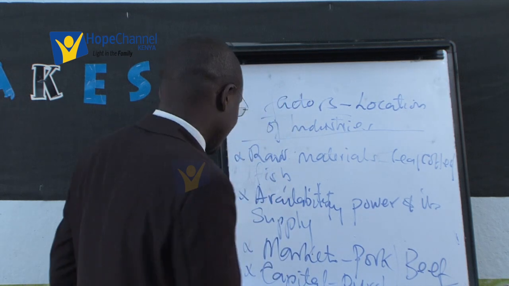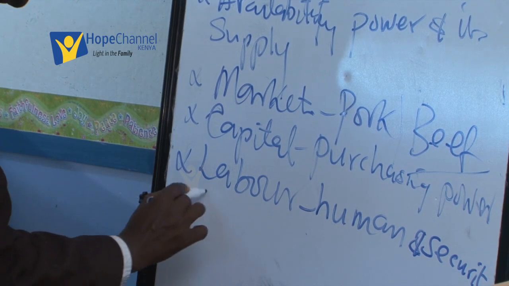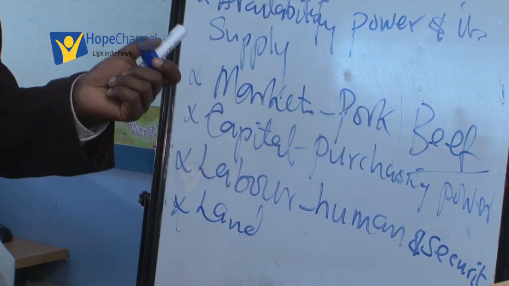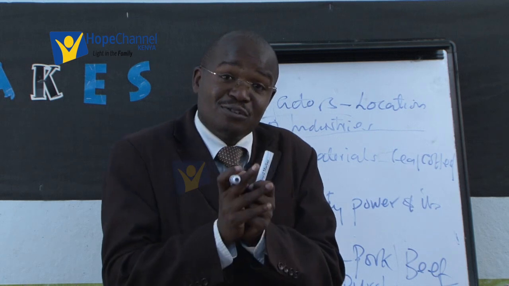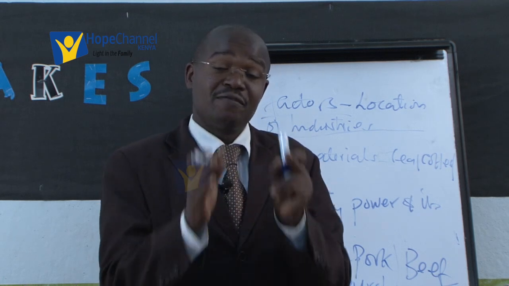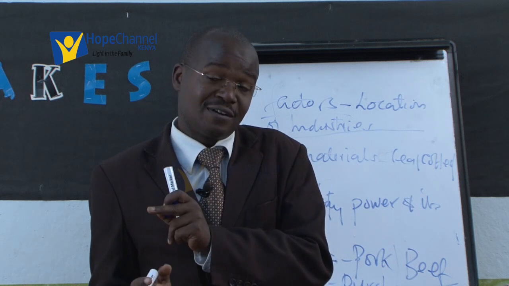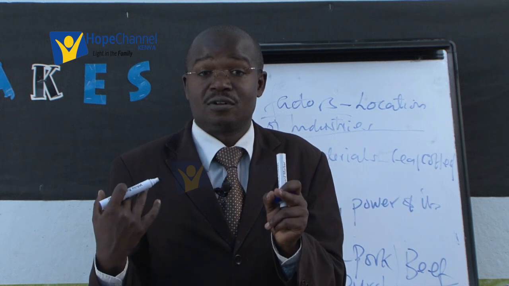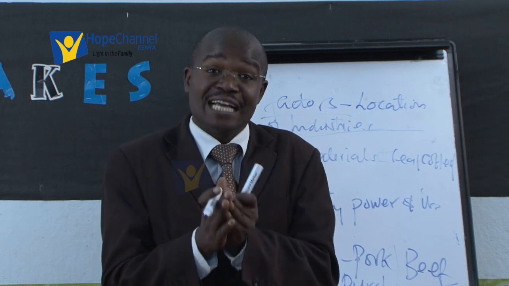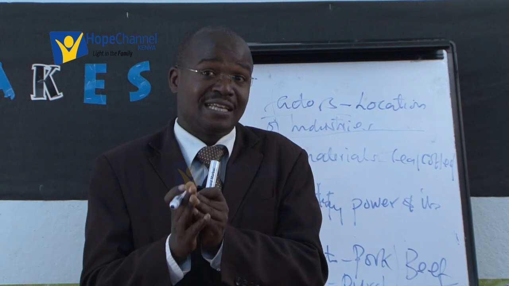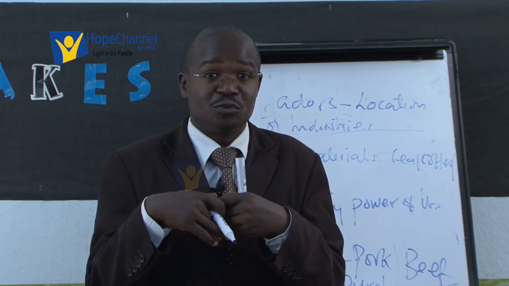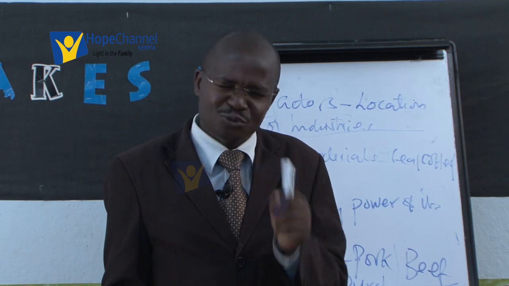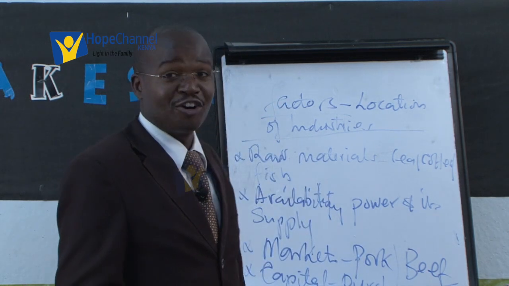The next thing that you look at is land. Where are you going to build your industry? Are you going to build on the air? Your industry has to be built on the land which you own. If it's a government industry, like Kenya Meat Commission, it has to be built on government land. We also have those oil refinery industries in Mombasa. We have many industries. You need to know where you are going to build.